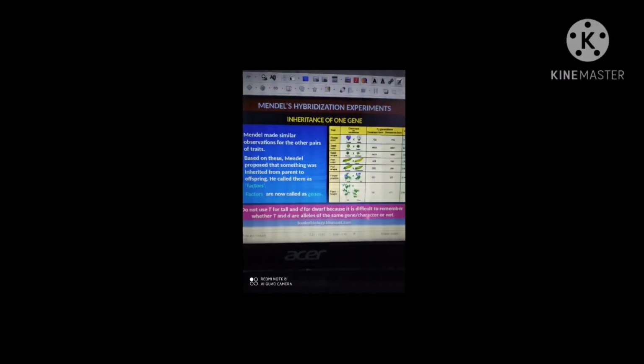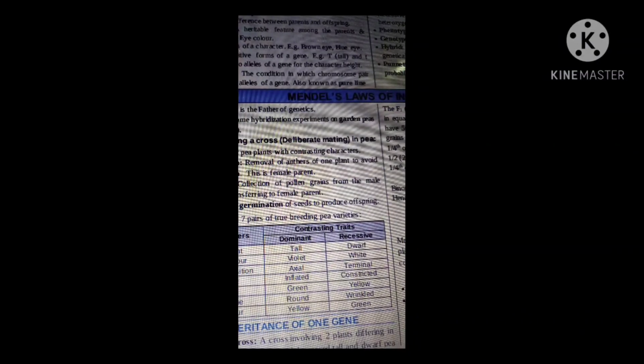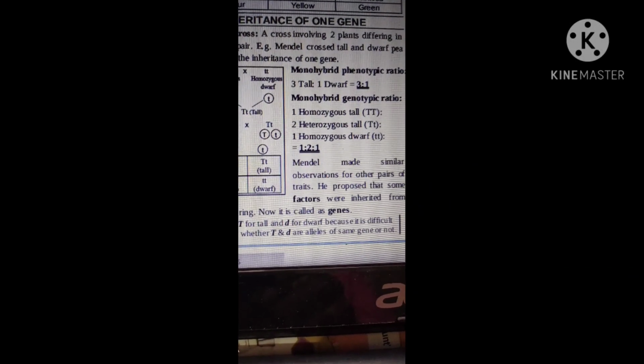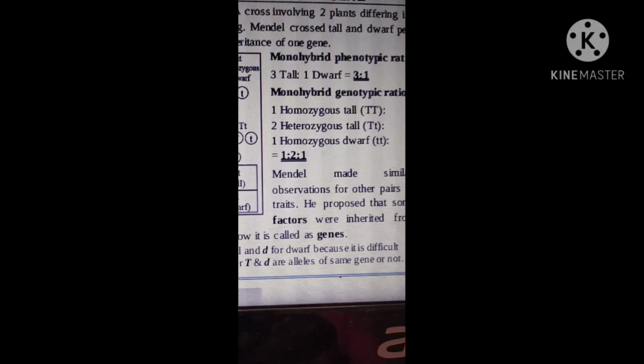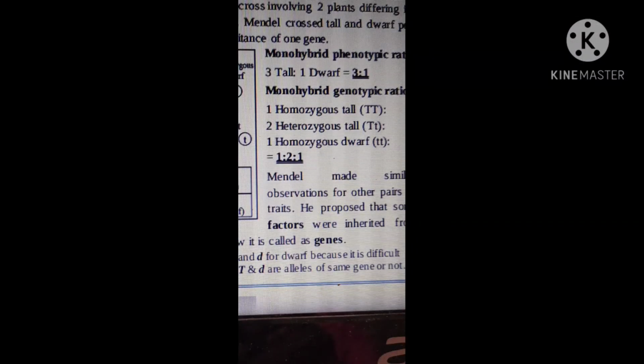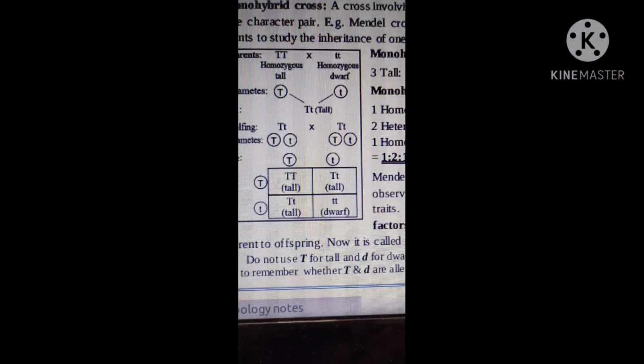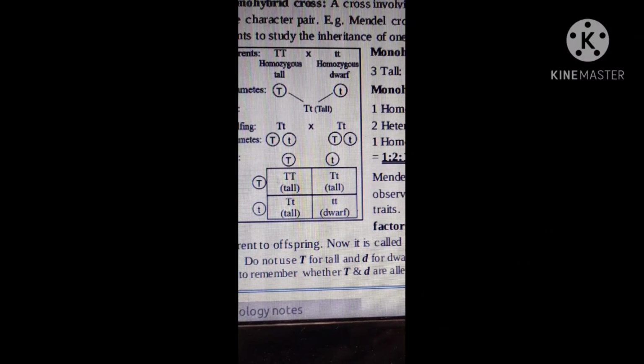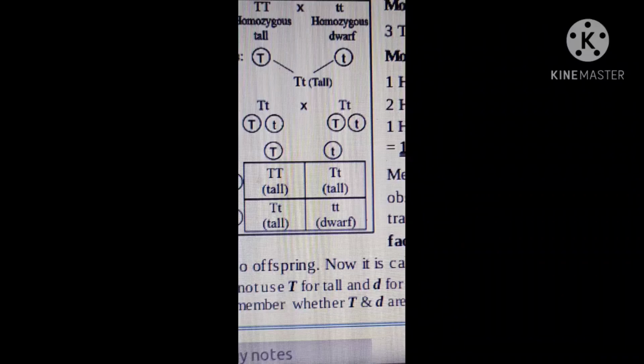Now, he could find out some ratios also. After conducting the monohybrid experiment, he found some ratios known as monohybrid ratios. One is the monohybrid genotypic ratio, another is the monohybrid phenotypic ratio. See here, phenotype, you know what? Appearance. And genotype means what? Genes. So in the F2 generation, the second generation, 3 plants were tall and 1 plant was a dwarf.